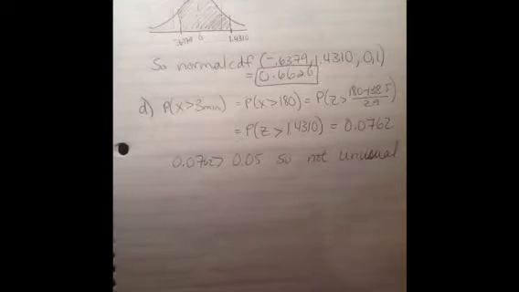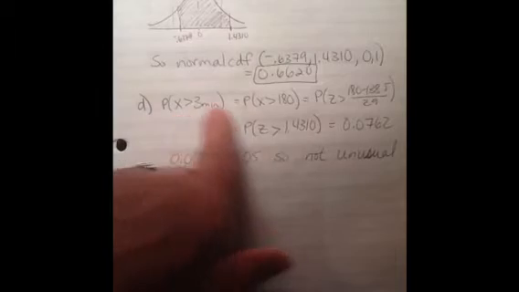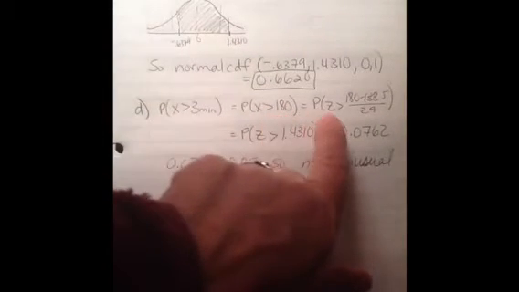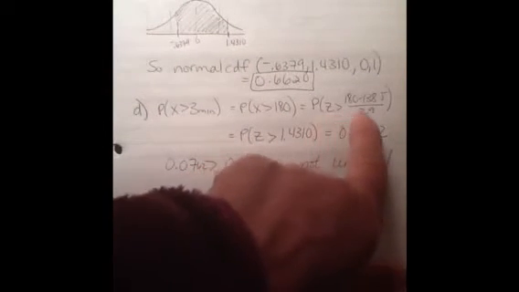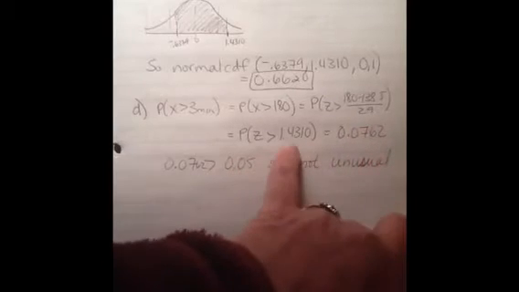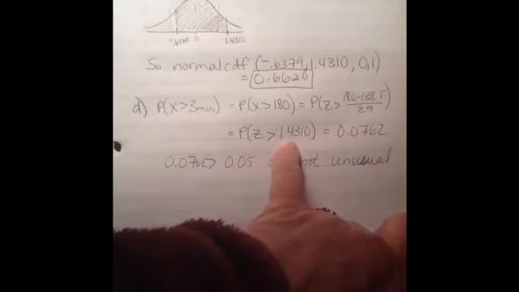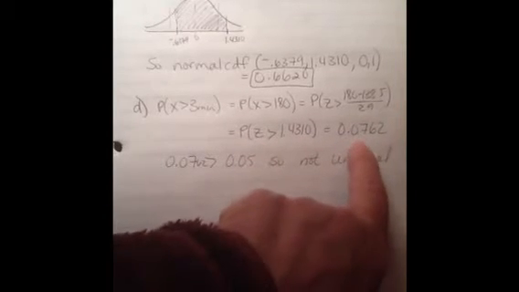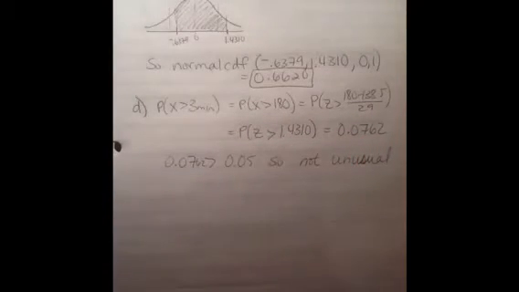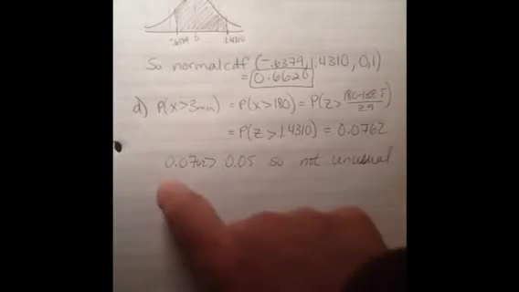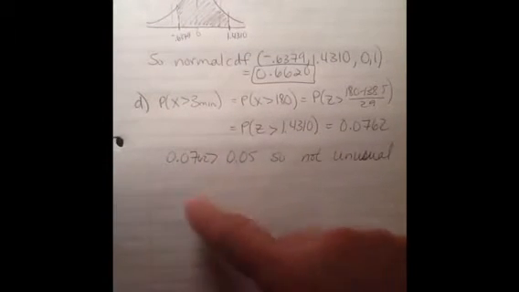Part D says, would it be unusual for a car to spend more than 3 minutes in a Wendy's drive-thru, and why? So more than 3 minutes is greater than 180, so I'm looking at my z-score being greater than 1.4310. Again, when I put this into a normal CDF, I get 0.0762. Now, we're looking at roughly 7%. Because 7% is bigger than 5%, it is not unusual.